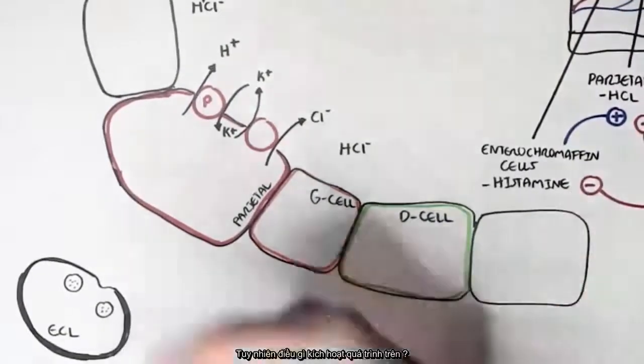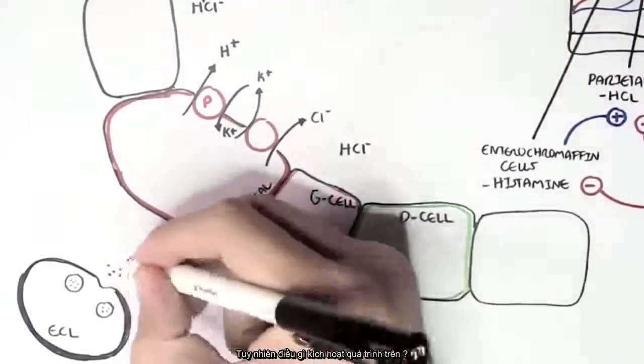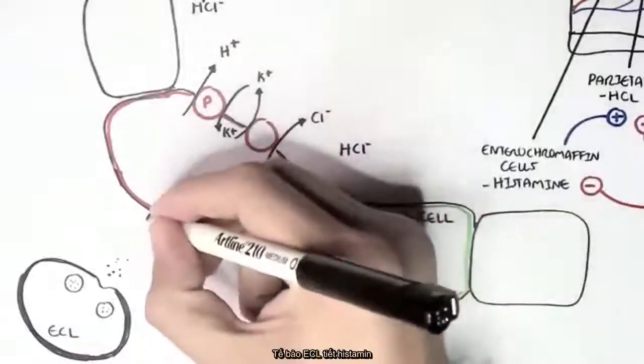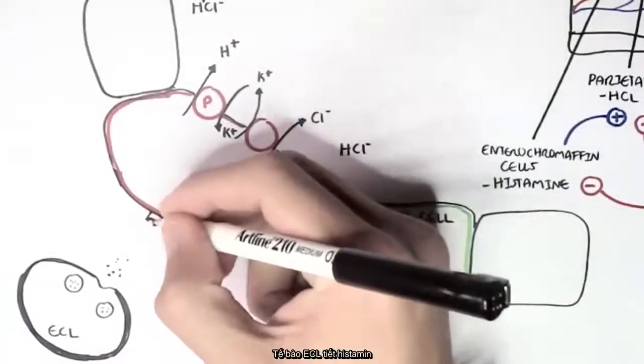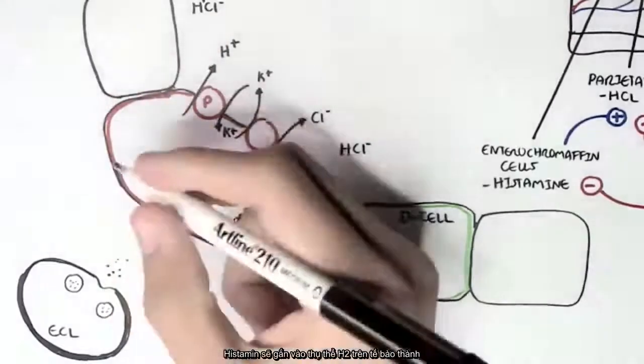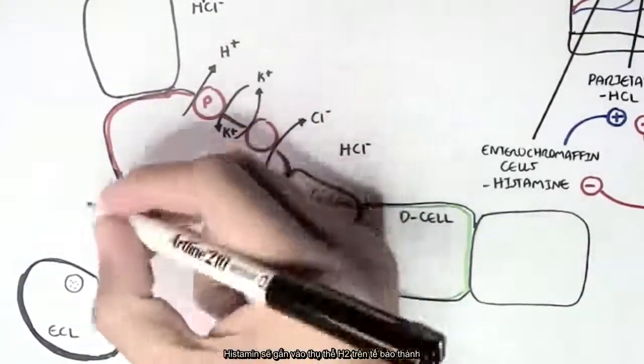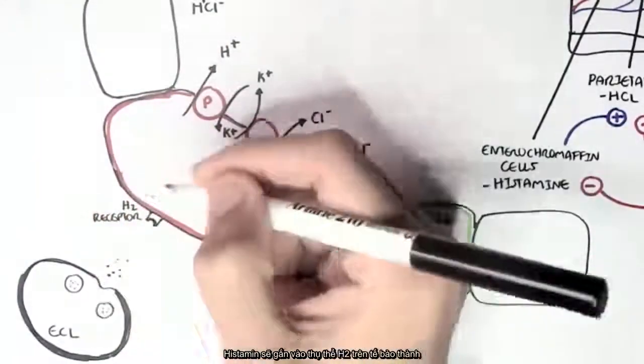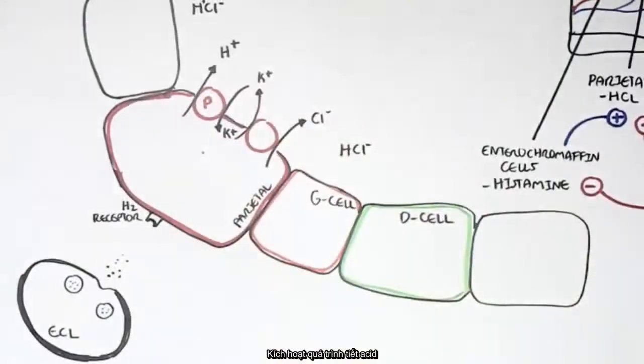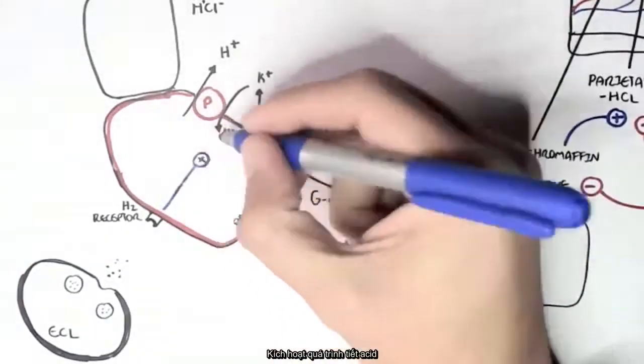So what stimulates the process of secreting hydrochloric acid? Well, as we mentioned, ECL secretes histamine, which binds onto histamine 2-like receptors on the parietal cells, which will stimulate this whole process to secrete hydrochloric acid.